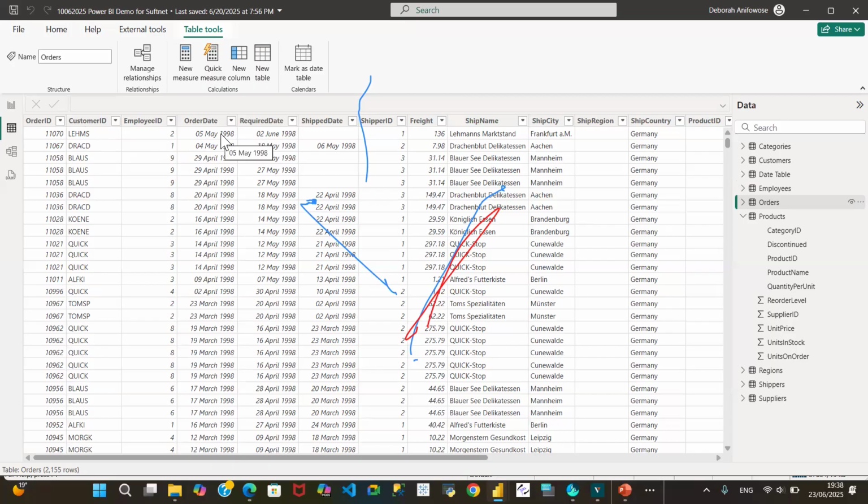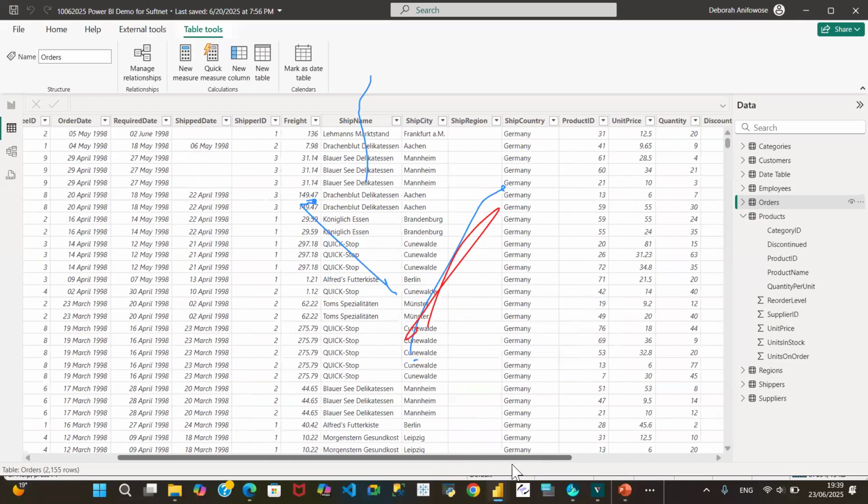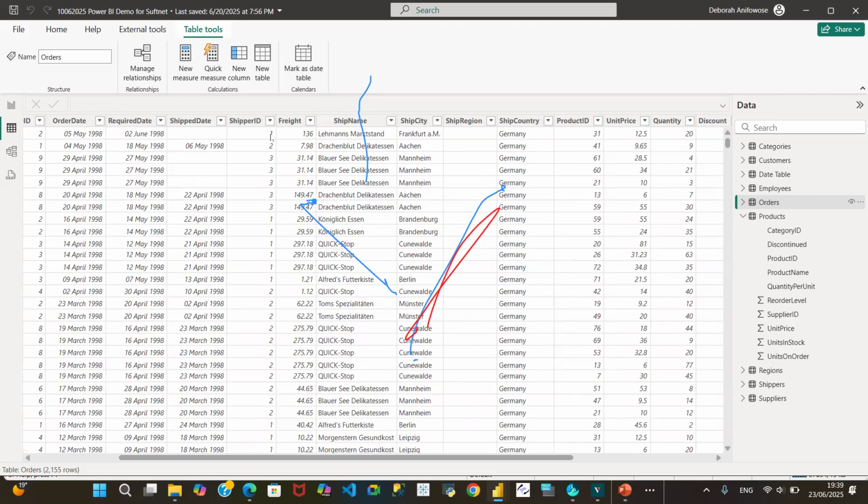There was a date that the order was made. It's required for this date. It's been shipped on this date. This is the shipper. Now, this nails it for me straight on. For somebody to pay shipping delivery money, which is this freight here, it means definitely they bought something. And then there's the ship name, the city it was shipped from, the ship country. Okay, I keep looking, there's more. And then I see the products, because up to here, I don't even know what they are paying for. I just know that they paid for delivery.